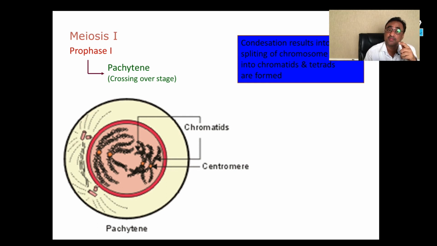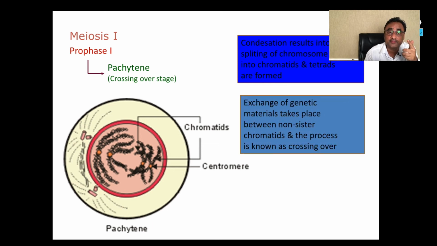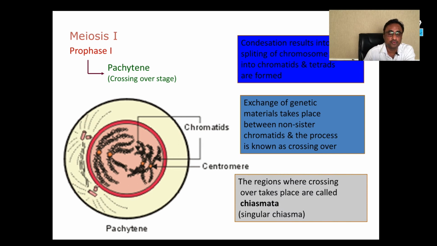Okay, and when they split into chromatids, what will happen? A tetrad is going to be formed, and once the tetrad is formed, then crossing over is going to occur between the non-sister chromatids of paternal and maternal chromosomes, and at the site of the crossing over, a cross-shaped structure is formed, what we call chiasma. Mind it, chiasma is not visible in pachytene. Actually, it is visible in diplotene. That is the next stage. Okay. So this is the crossing over stage.